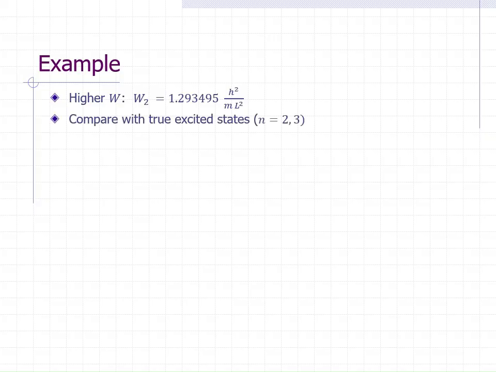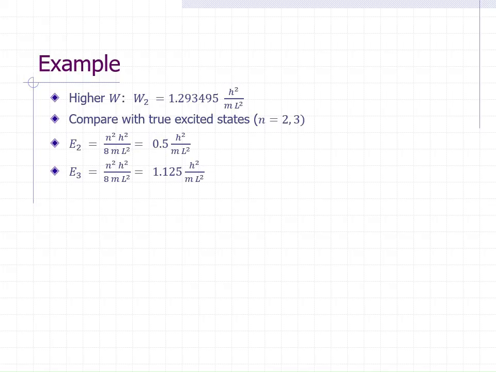Now let's examine the higher energy solution from our variational calculation. The higher value of W, which we denote as W sub 2, is equal to 1.293495 times h squared over ml squared. We compare this result with the true excited states for a particle in a box, specifically for n equals 2 and n equals 3. For n equals 2, the exact energy is E sub 2, which is 0.5 times h squared over ml squared. For n equals 3, the exact energy is E sub 3, which is 1.125 times h squared over ml squared.